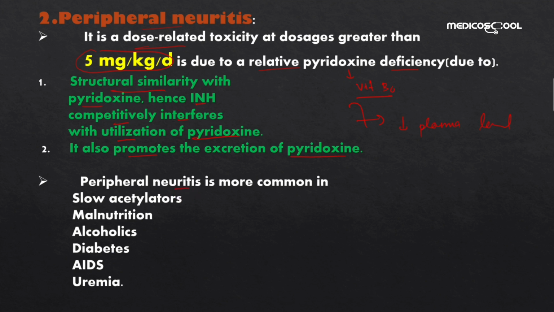And this peripheral neuritis is much more in people like slow acetylators, malnutrition, alcoholics, diabetes, people having AIDS, and those in a condition like uremia.